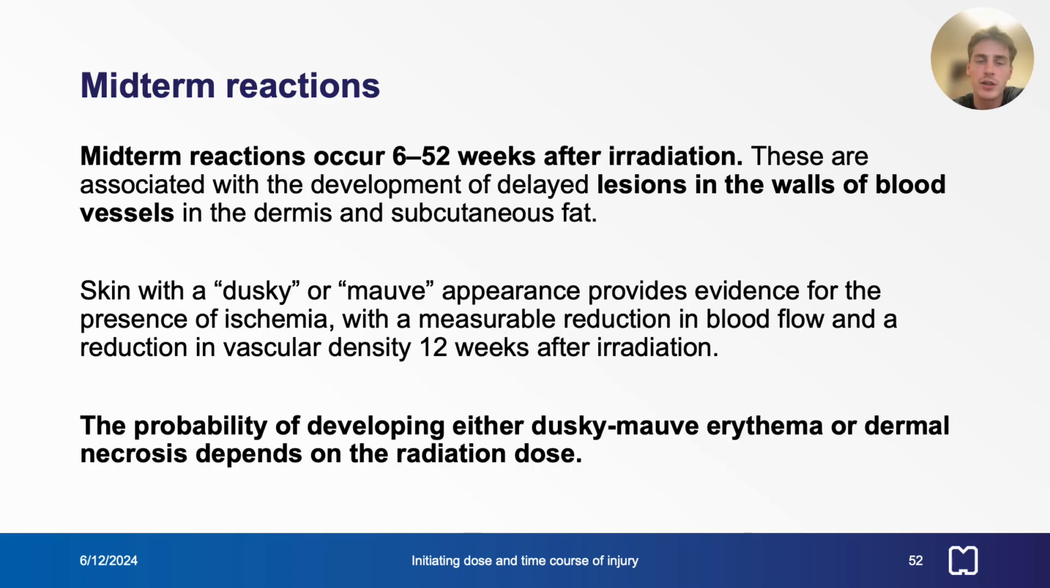Midterm reactions occur 6 to 52 weeks after irradiation. These are associated with the development of delayed lesions in the walls of blood vessels, in the dermis and subcutaneous fat. Skin with a dusky or mauve appearance provides evidence for the presence of ischemia, with a measurable reduction in blood flow and a reduction in vascular density 12 weeks after irradiation. The probability of developing either dusky mauve erythema or dermal necrosis depends on radiation dose.